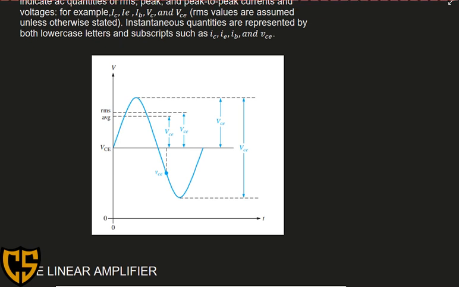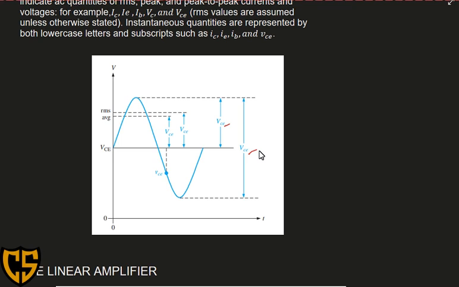For example, if we look here, we have Vce with a capital V and lowercase subscript. This can represent either the RMS, average, or peak or peak-to-peak values. But the RMS value will be assumed unless otherwise stated.